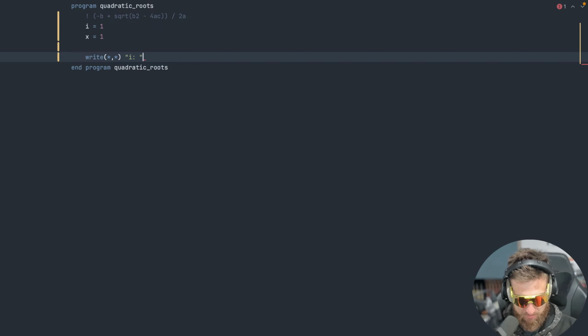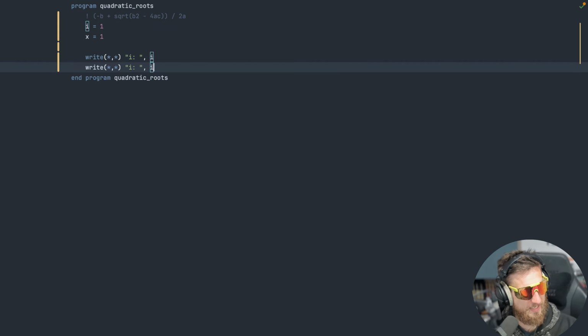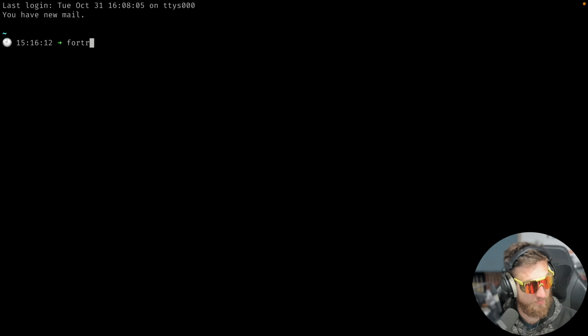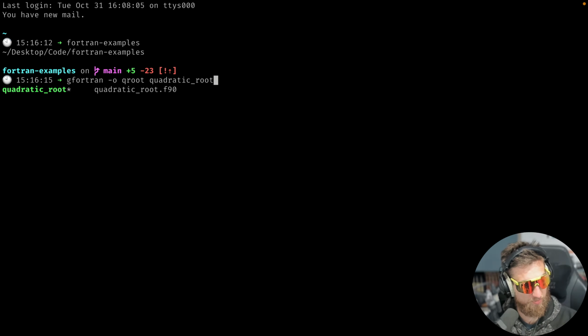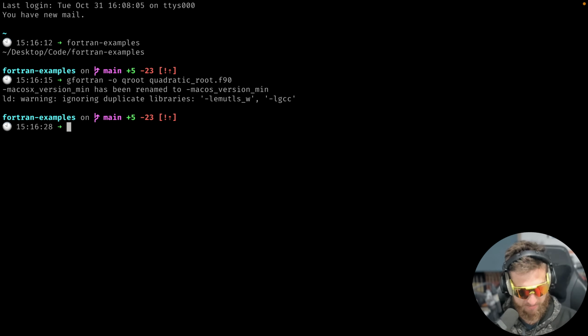So we write i, comma, i, that's how we write the value of i, and let's also write x. If we compile this with gfortran, I'm going to call this qroot, and the file is called quadratic_root.f90. This will compile, and now we can just run qroot to run the program.